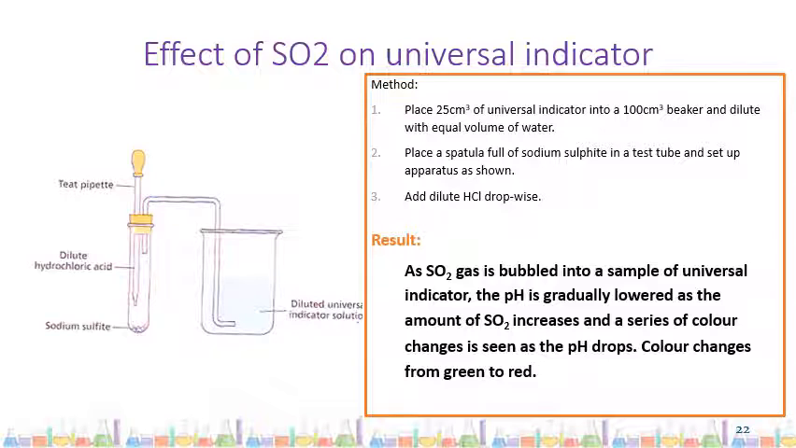And again, the same kind of things we said for the carbon dioxide. The sulfur dioxide increases slowly, so you see a series of color changes from the green all the way through yellow and orange down to red. But all of the colours that you would see would be on the acidic side of the scale.